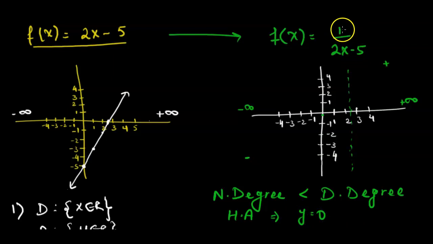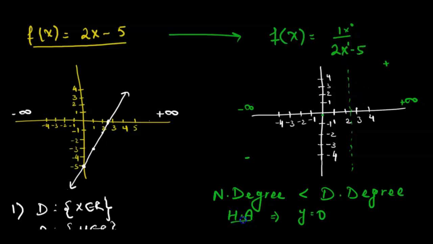How do we know the numerator degree is less than denominator degree? In the denominator, we have degree of x is 1. In the numerator, we just have a constant. So there is no variable. No variable means x has a power of 0. Therefore, the numerator degree is 1 less than denominator degree.